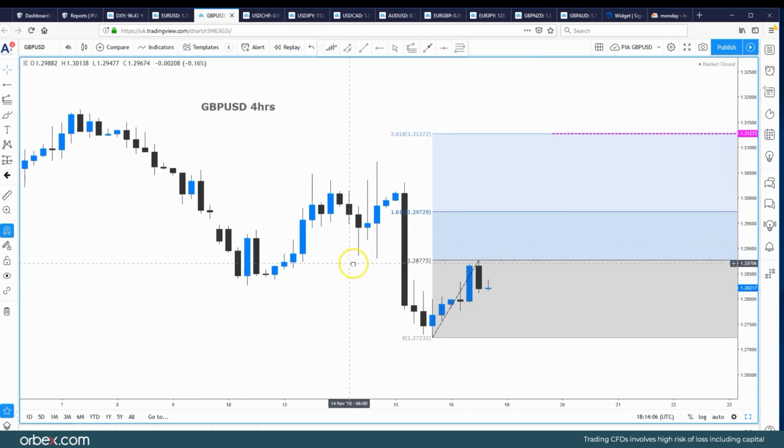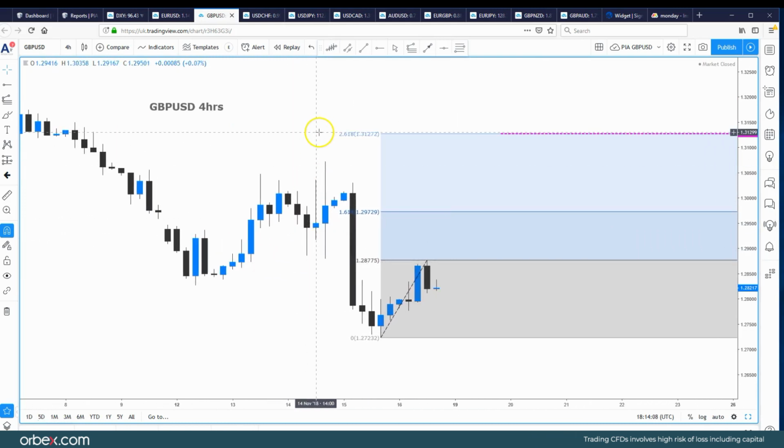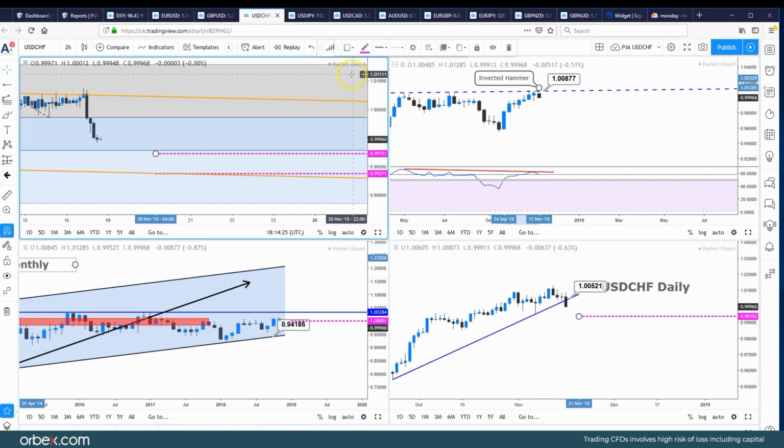If we go to the shorter time frame, we've got our bespoke resistance at 131.27, and it's also the 261.8% extension level. We do need to see a break of Friday's high to confirm that projection higher, but we are looking for dips to be bought into early next week. Dollar Swiss.